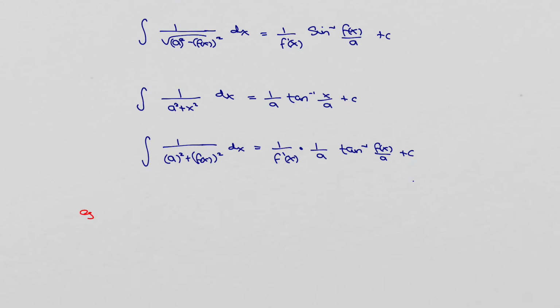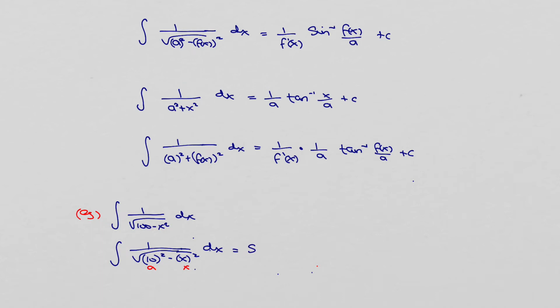Okay, so if we have a look at an example, if we have to integrate 1 over the square root of 100 minus x squared dx, then we could write that as 1 over the square root of 10 squared minus x squared dx. So this would be a, this would be x in our answer. Then that would be sine inverse. X is just x and a is 10, and then plus c.